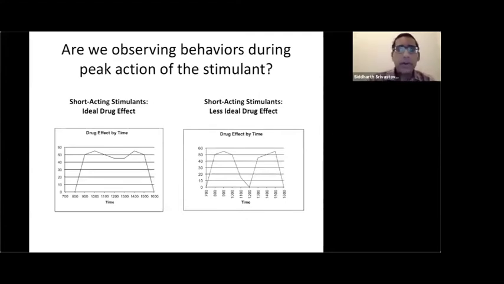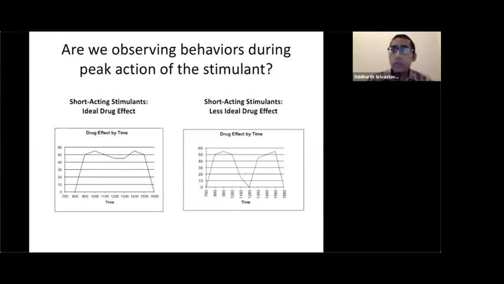In this scenario, I think the key question is, are we observing behaviors during peak action of the stimulant? Short-acting stimulants can take 30 minutes or longer to work. They last anywhere from 3 to 6 hours, give or take. Dosing is usually twice a day. Ideally, one would want a smooth overlap between the waning effect of the first dose and the rising effect of the second dose. So this is the graph on the left.